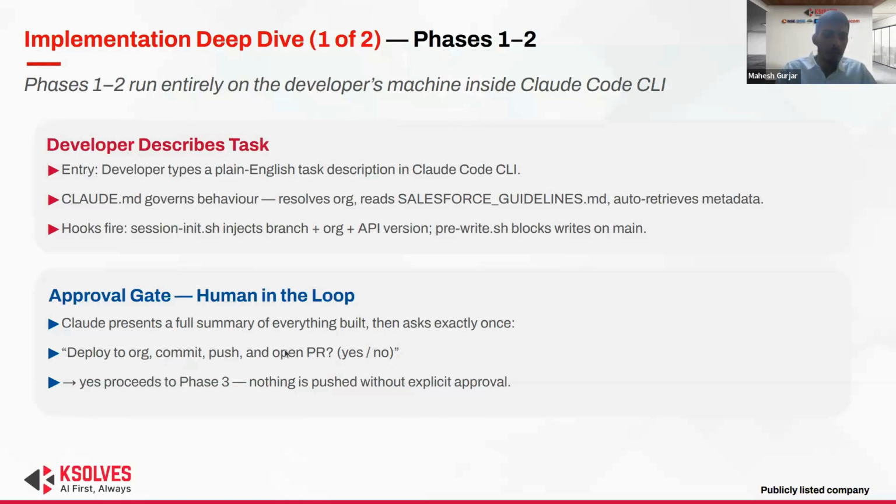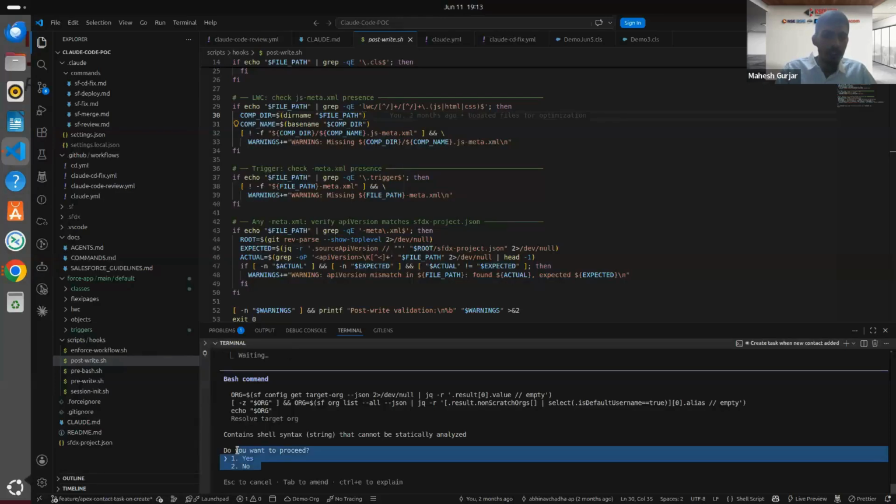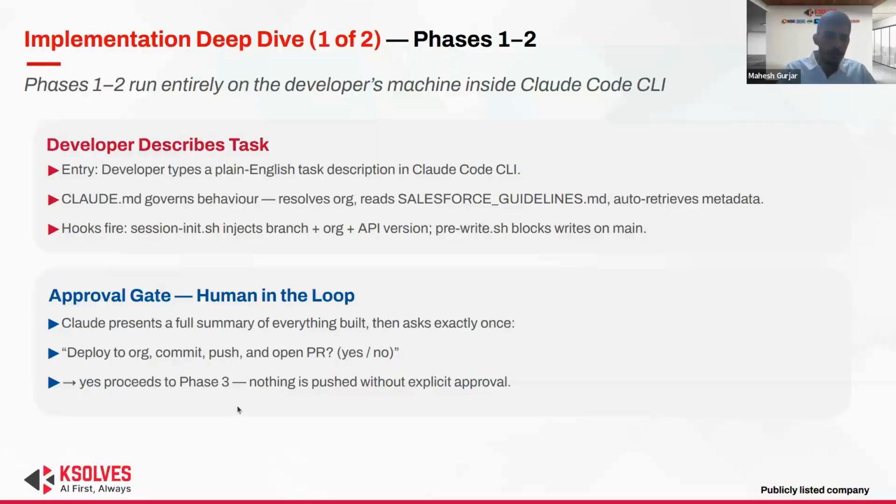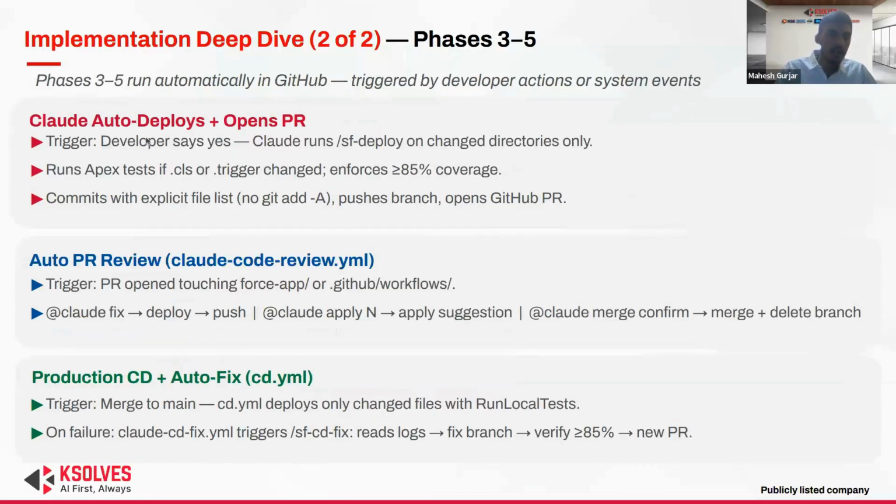So let me approve. You can see that here on the screen in my terminal, Claude is asking for my approval. So let me approve. And now let's see what is happening. Let me go to the next slide. Here comes phase 3. So when we said yes in phase 2, we approved.